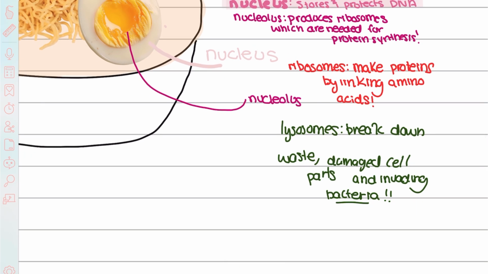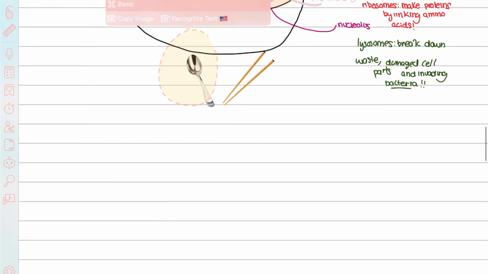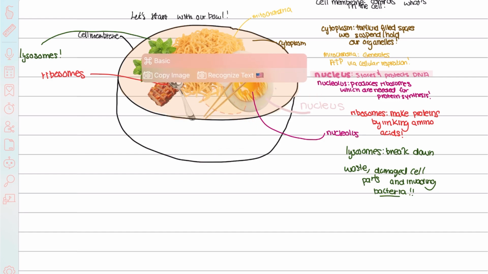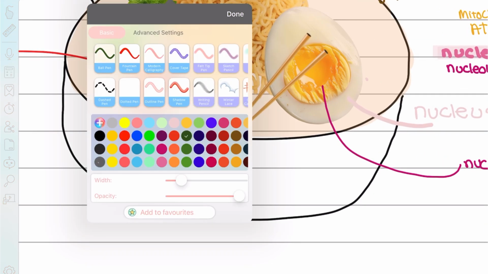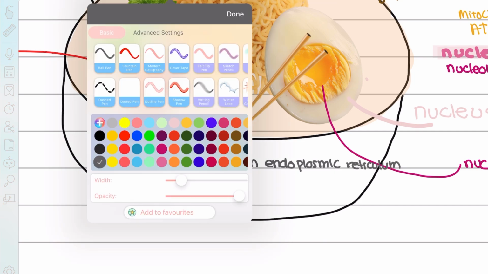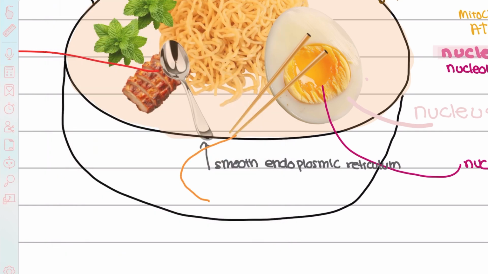I was really proud of myself for making this connection, so I hope it's really easy for you guys to understand. So far, our ramen bowl is looking really good, but what are we going to use to move things around? What are we going to use to maybe even detoxify? We're going to use a spoon and chopsticks, okay? So we're going to make the spoon analogous to the smooth endoplasmic reticulum, and chopsticks are the rough endoplasmic reticulum. I hope the pointiness of chopsticks and the smoothness of a spoon will help this analogy.